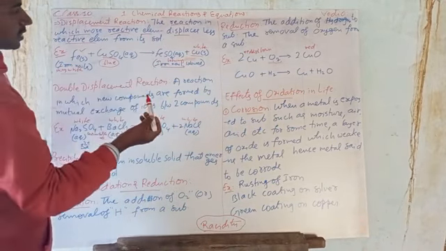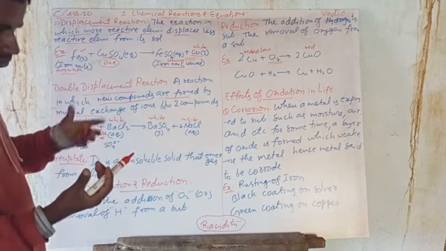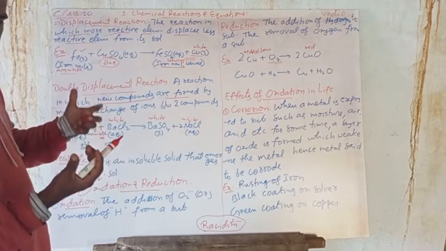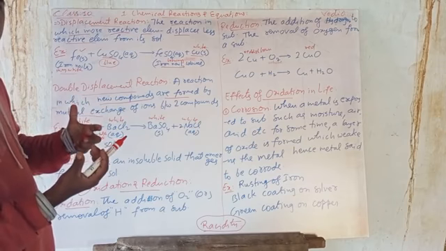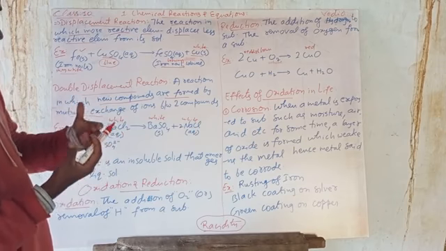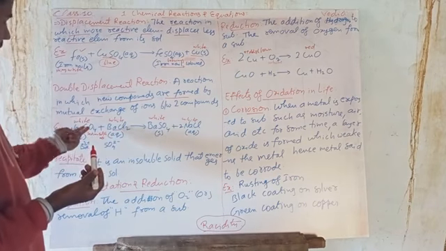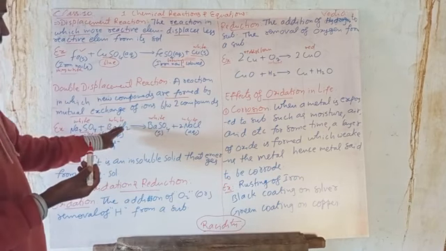Next, look there. Double displacement reaction. What is this? A reaction in which new compounds are formed by mutual exchange. Both will exchange. Two substances are reacting and exchange their partners. Look here, for example, barium chloride and sodium sulfate. Sulfate goes near barium and chloride comes near sodium.